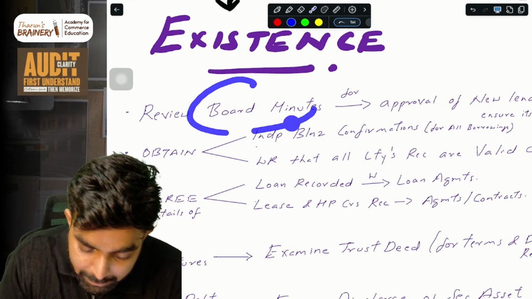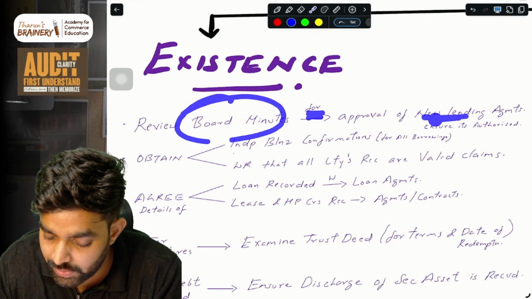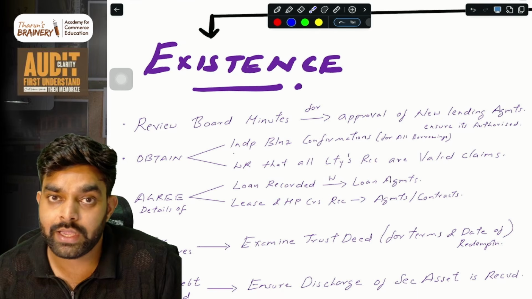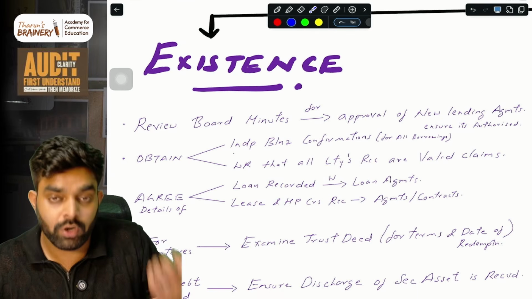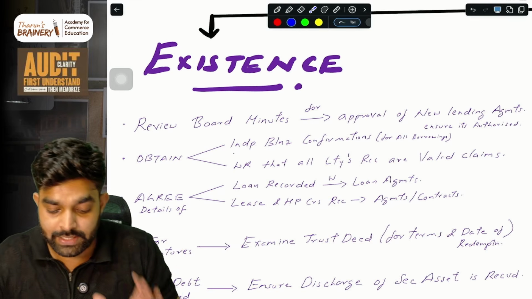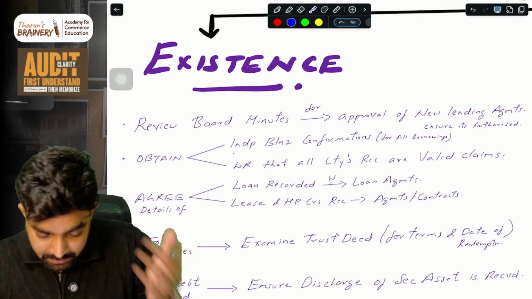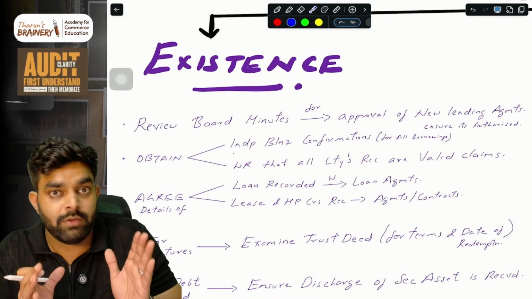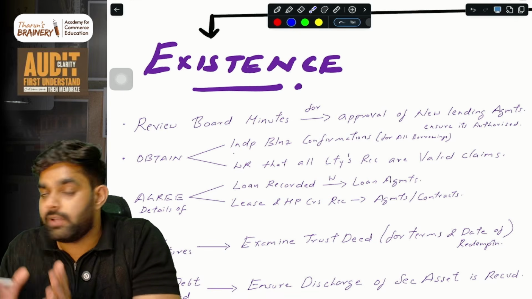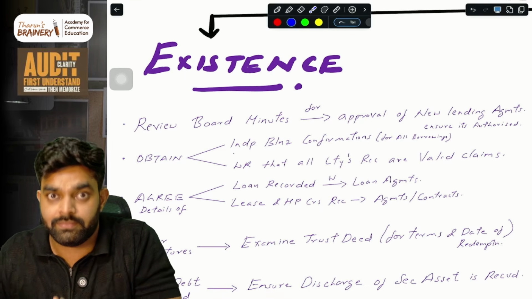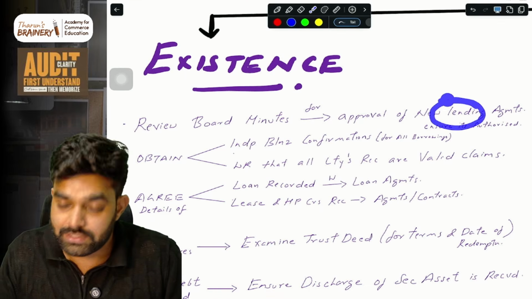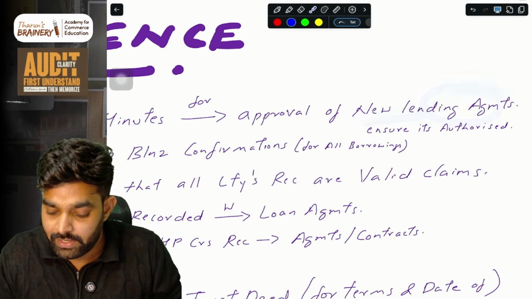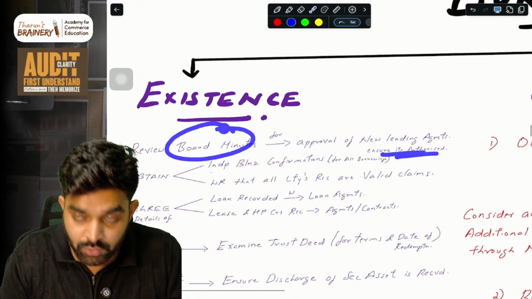First, you will review the board minutes for approval of the new lending agreements, to ensure it is authorized. That is, if the company wanted to take a loan, the company will hold a board meeting, all the directors will agree to that, and they will pass a board resolution. Whatever they discuss in the meeting will be there in the board minutes. So when you read the board minutes, you can understand that this loan was properly authorized by all the directors. Make sure the new loans you have taken are authorized. You can check that through board minutes.